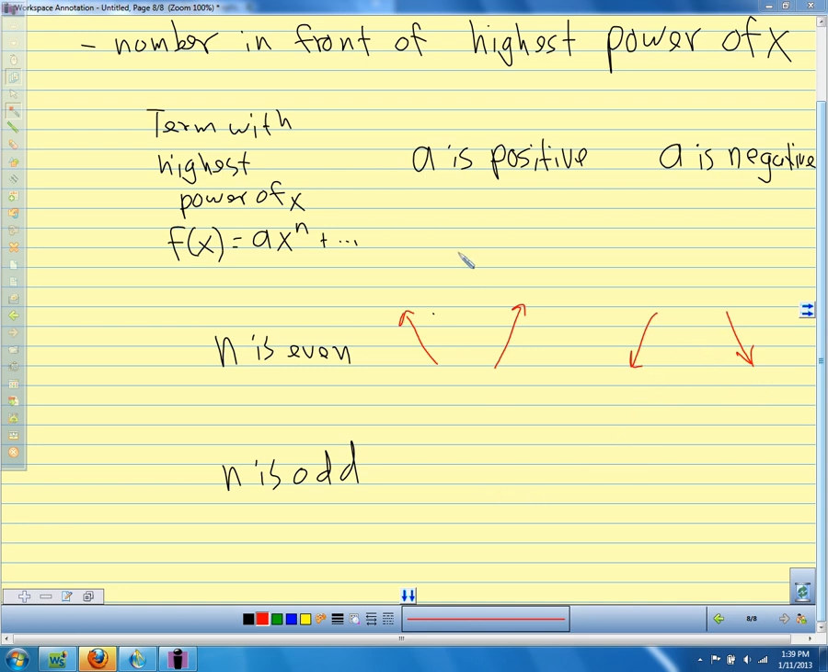If n is odd, our function goes down on the left and up on the right if a is positive. So that's what y equals x to the third looks like. And if a is negative, we're just flipping our function over, so it goes up on the left and down on the right. So this is a chart that tells us our end behavior.